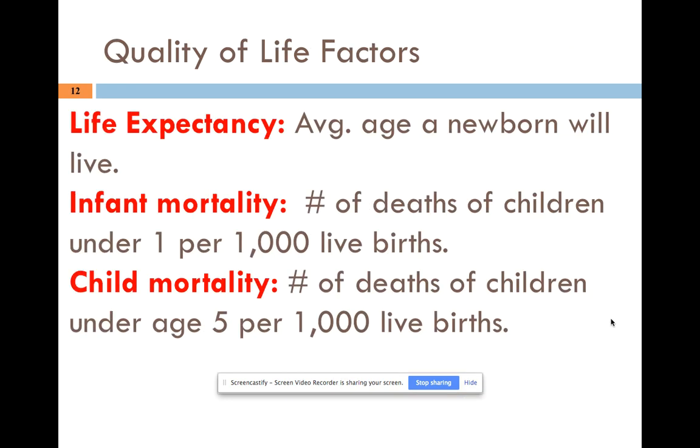A couple of vocabulary terms you should just know. Life expectancy. We're going to calculate our own life expectancy. This is the average age that a newborn is expected to live in that nation. The world life expectancy on average is 70 years. Infant and child mortality is looking at the number of deaths of either children under 1 or children under 5 per 1,000 live births. And that tells you a lot about the health of a nation.